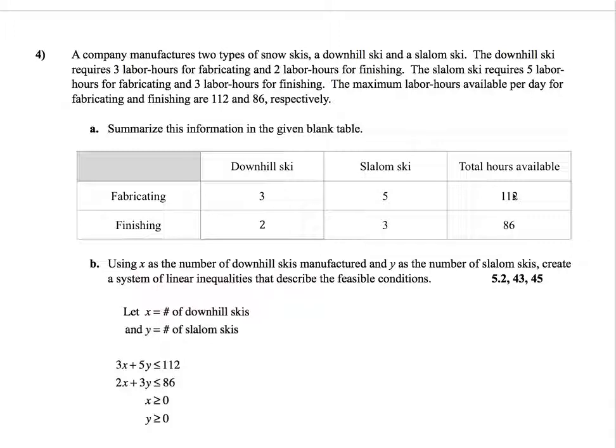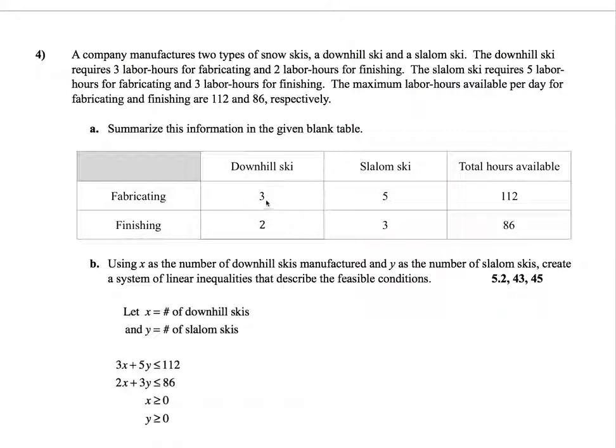Now, remember that in this table, you'll need a row for each process. There's only 2 processes, so you need a row for each process. And you need a column for each type of product, plus one last column for the total labor hours that are available. So that you got, however many guys or women you got working. This is the maximum number of hours that your manufacturing team can put in.